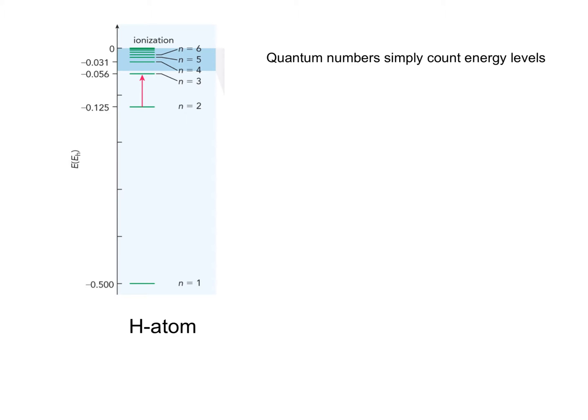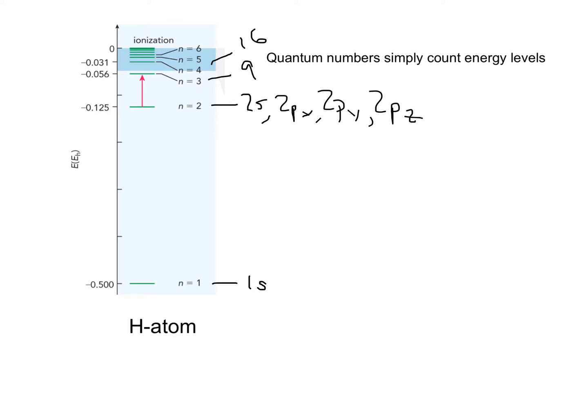You will recall that there was only one way to make the n equals 1 state, and we called that 1s. However, there were 4 ways to make the n equals 2 state, and we called those 2s, 2px, 2py, and 2pz. Likewise, there were 9 ways to make the n equals 3 state, and 16 ways to make n equals 4, and so forth and so on. So there were n squared ways to make each state.